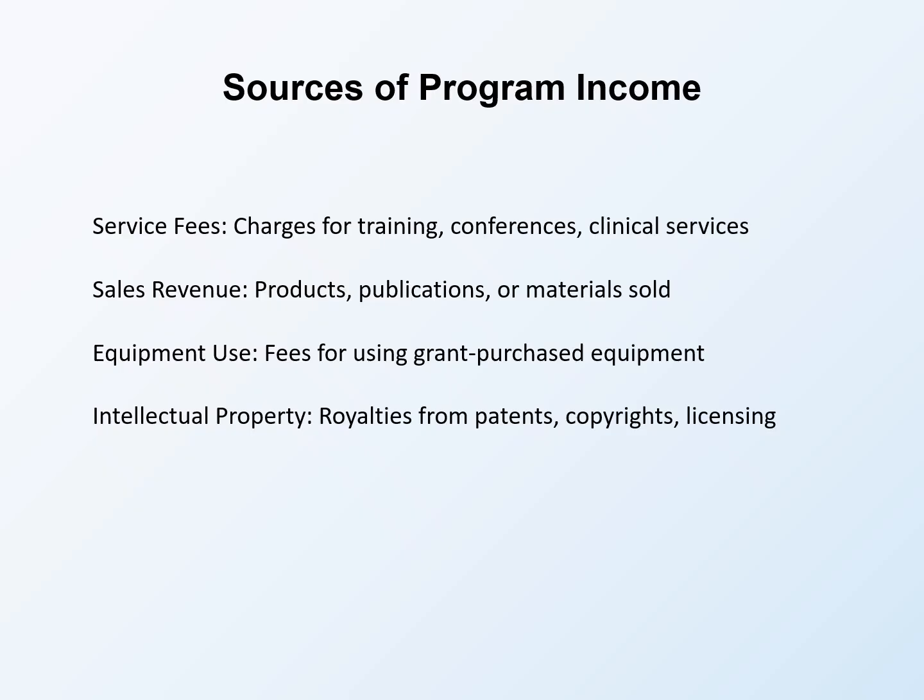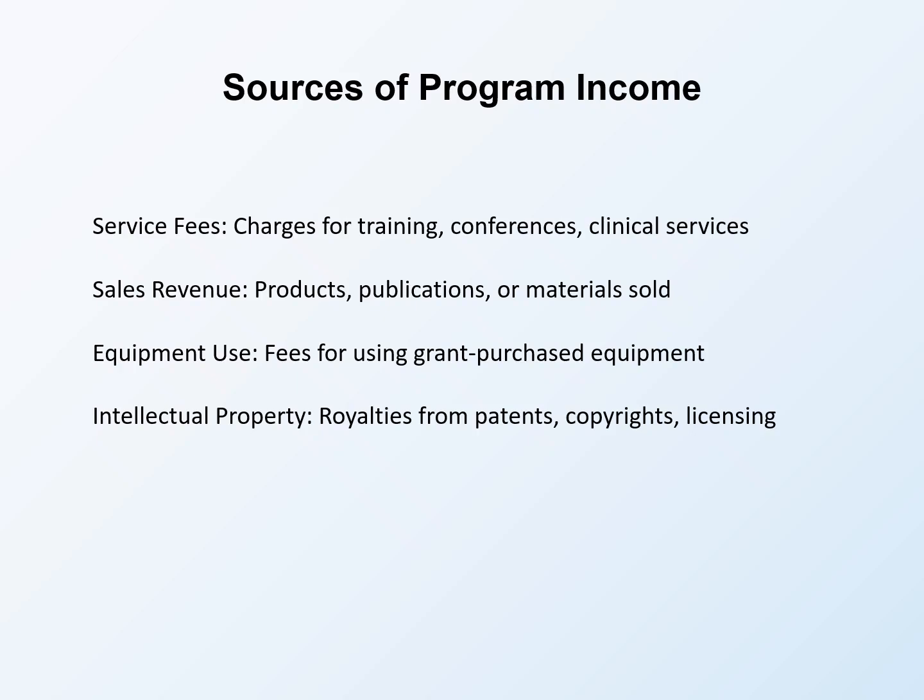Equipment use fees arise when grant-purchased equipment is used by others for a fee. If your research lab allows outside users to access specialized equipment at a charge, those fees may be program income. The connection to grant-purchased resources triggers program income treatment.